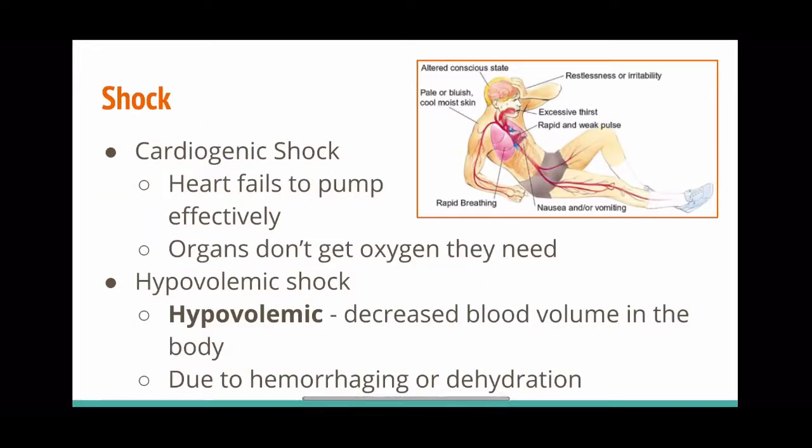Now, there's 2 types of shock we're going to talk about with the cardiovascular system. The first is cardiogenic shock, which can occur when the heart fails to pump effectively and the organs are not able to get the oxygen they need. If your organs aren't able to get the oxygen they need, they can start to go through necrosis as well. When a person is going through cardiogenic shock, their pulse is going to become very weak and rapid, and their blood pressure is going to drop. They might also look pale, they might be cold, sweaty, and anxious as well.